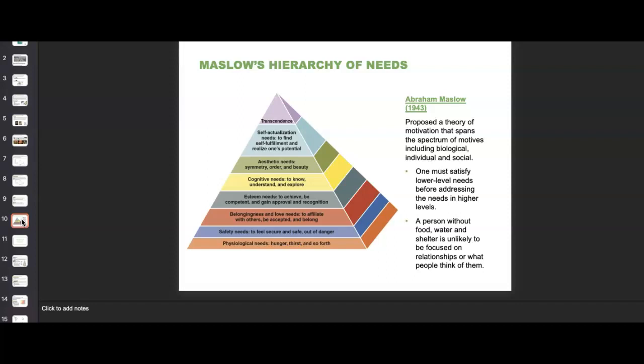Maslow proposed a theory of motivation that spans the spectrum of motives, including biological, individual, and social. One must satisfy lower level needs before addressing the needs in higher levels. You can also use Maslow to answer question 1. But it's really, really key for question 2. One must satisfy lower level needs before addressing the needs in higher levels. A person without food, water, and shelter is unlikely to be able to focus on relationships or what people think of them.